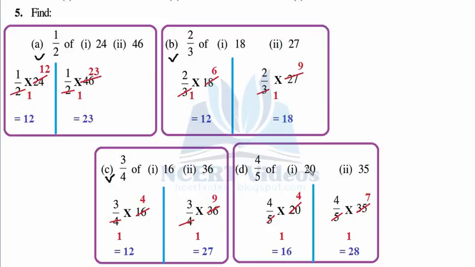Now D part, 4 by 5 of 20, and similarly you can write 4 by 5 of 35. Now 1 5 is a 5, 4 5s are 20, and 4 4s are 16. Here 1 5 is a 5, 7 5s are 35. So learn your tables in order to make it fast. 7 4s are 28. That was your D part, and that is how you do your question number 5.